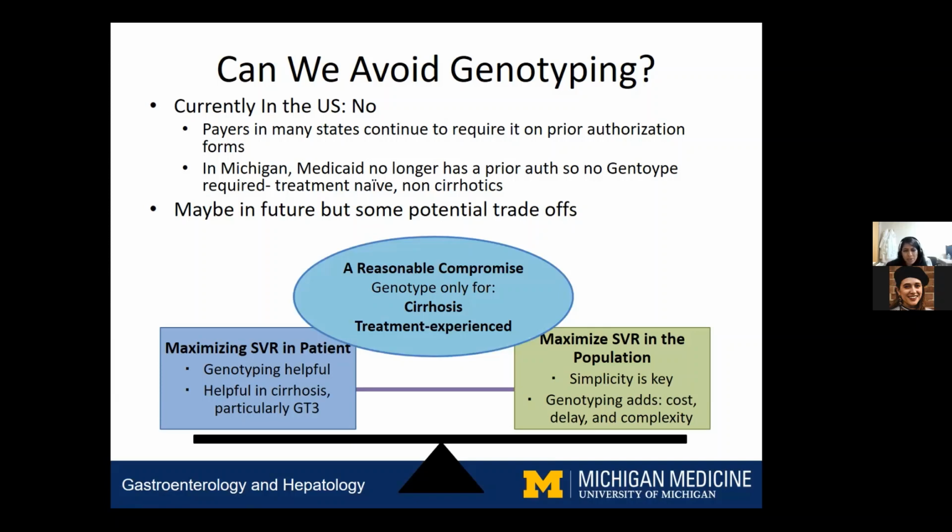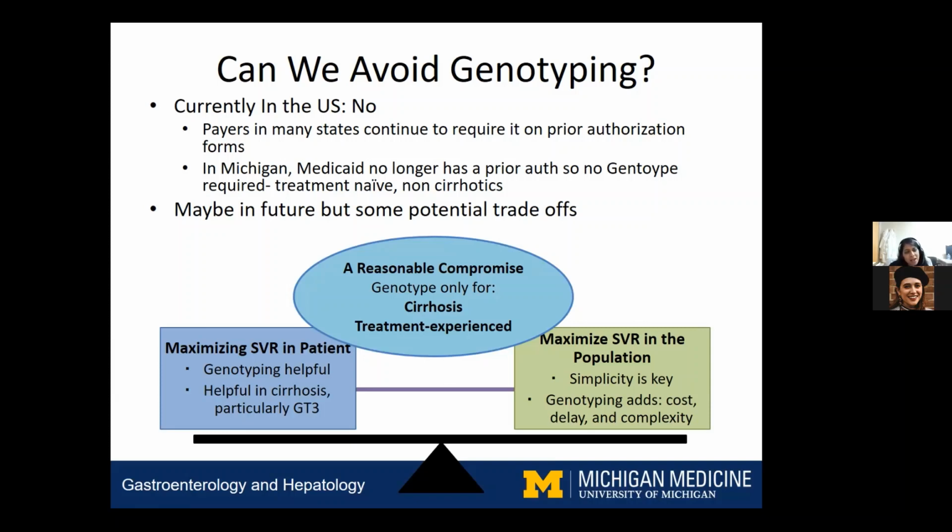And there are some potential trade-offs. Every additional blood test that we make patients go back and forth for is an opportunity to lose a patient in the engagement process. It can delay treatment. A number of things can happen to a patient between when you get that test result and then bringing them back for the next step, which is to write the scripts and initiate treatment.